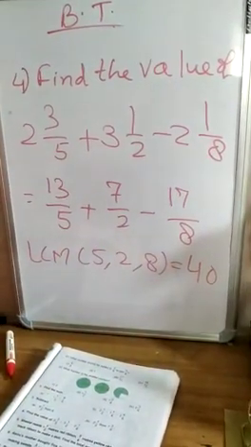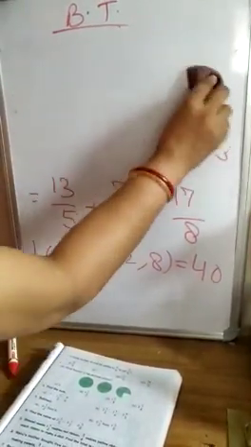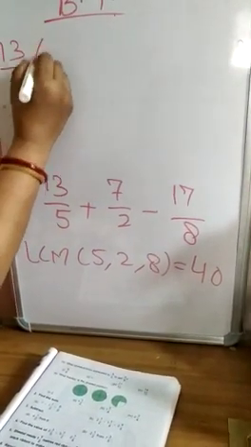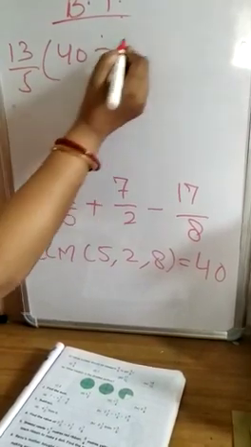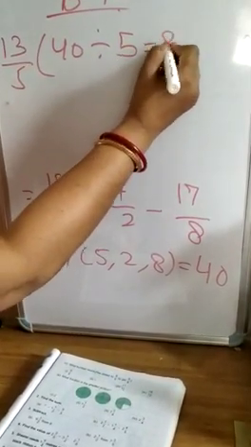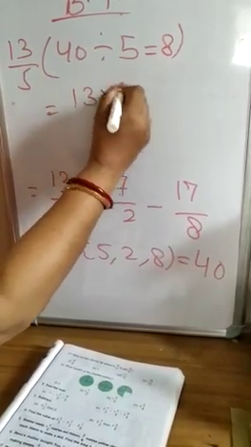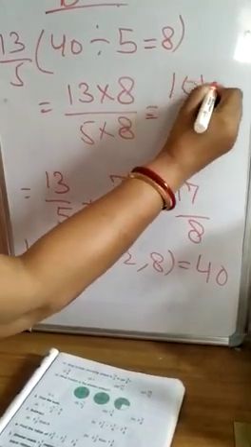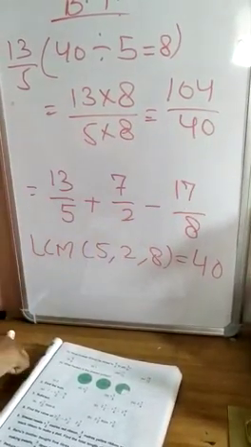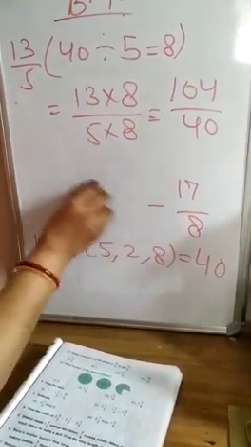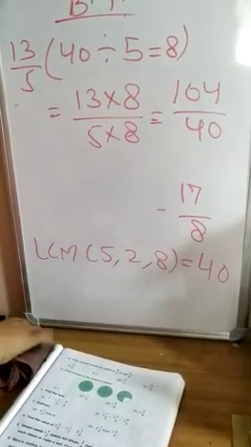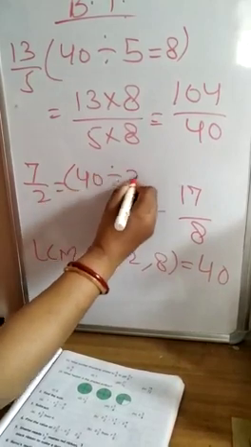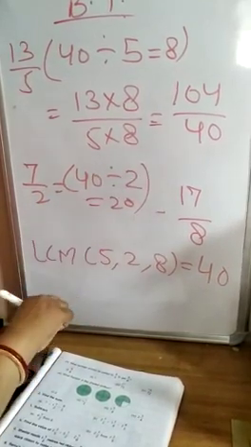Correct. Now let us convert all these unlike fractions into like fractions. First one is 13 by 5. Now LCM 40 divided by denominator 5, so 5 8s are 40. Here 13 will be multiplied with 8 and 5 will be multiplied with 8. 13 8s are 104 and 5 8s are 40. Now come to the next, 7 by 2. Here LCM 40 divided by 2 is equal to 20.